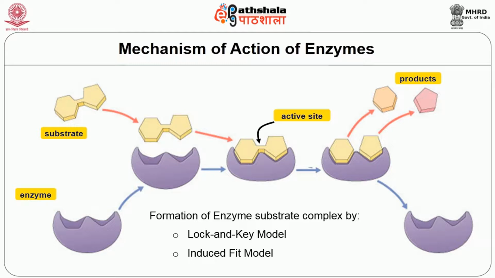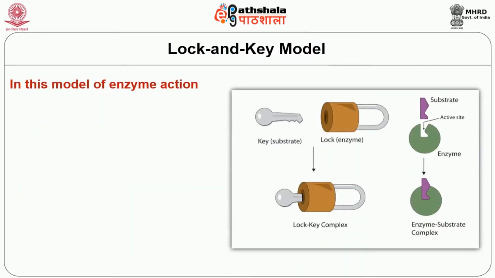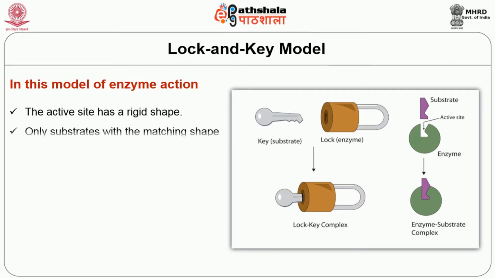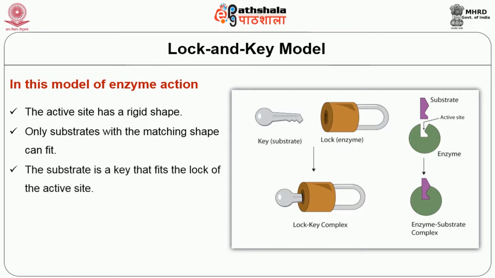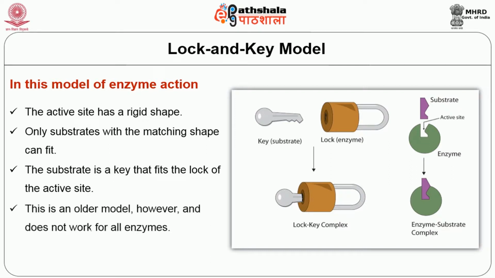Now let us see the lock and key model. In the lock and key model, the active site of an enzyme has a very rigid shape. So it is assumed as a lock. To open a lock, you need a key. And the key is a substrate molecule, but the key has to be of a specific shape. So for a particular enzyme, which is a lock, there has to be a specific key which is its substrate, and only when the correct key binds to the lock, the enzyme-substrate complex forms. This model is an older model and it does not explain the mechanism of action of most of the enzymes.